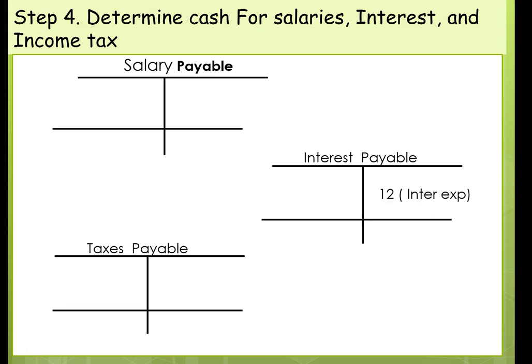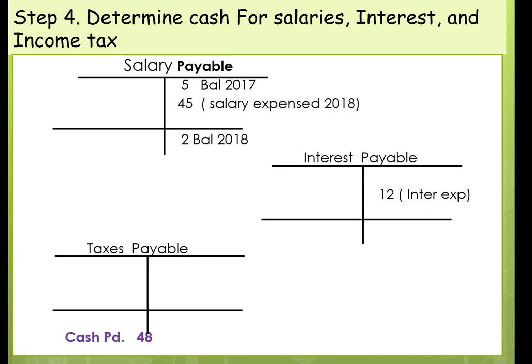Then we have salaries payable. We need to go through and do that. We always start with our beginning and ending balances. We then add our salary expense to figure out how much of that was actual cash. And since our salaries payable went down by 3, it means we actually paid an extra 3,000.